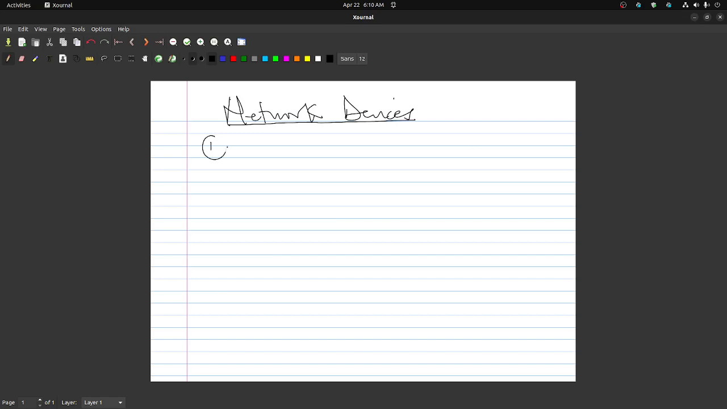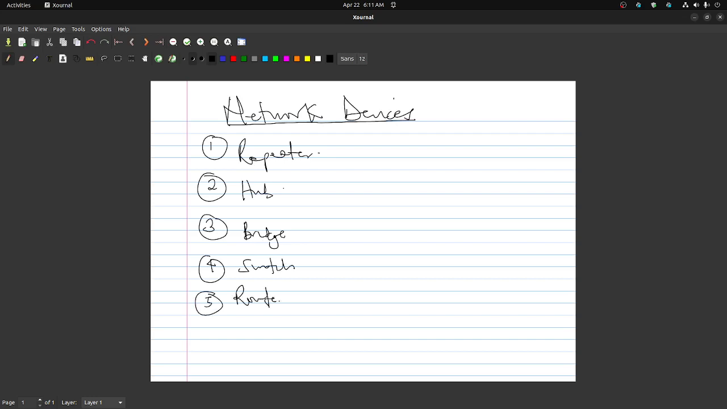First one, a repeater. Number two, a hub. Number three, bridge. Number four, switch. And number five, router. So there are five network devices that you need to know, and every other device out there is based on one of these network devices.